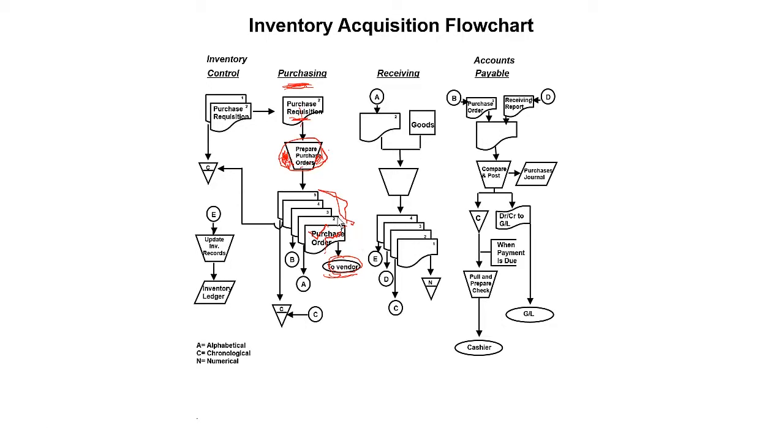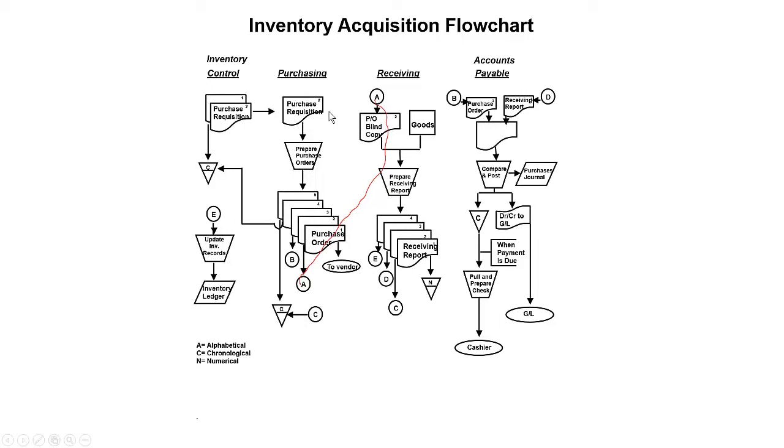Okay, number 2 goes to A. What is A? This is an off-page connector symbol. So we find the matching A, which happens to be up here in receiving. So copy number 2 is going to go to receiving, our matching A to A. So A goes to A.